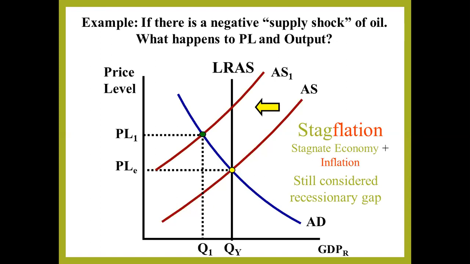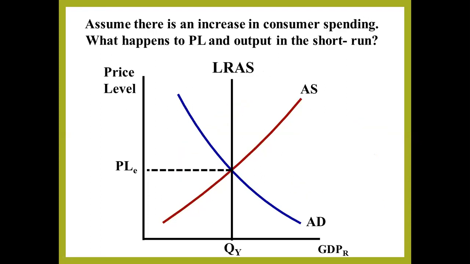This is the worst case scenario for an economy. This is what's called stagflation. You have a stagnant economy, an economy that's producing below full employment, and you have inflation. This is still considered a recessionary gap, not an inflationary gap, which might be a little confusing based on the wording. But this is the worst possible scenario for a government, for a country and their economy, because you're producing less and charging higher prices. Both are big problems. So a decrease in supply is the one thing that you definitely don't want to happen.